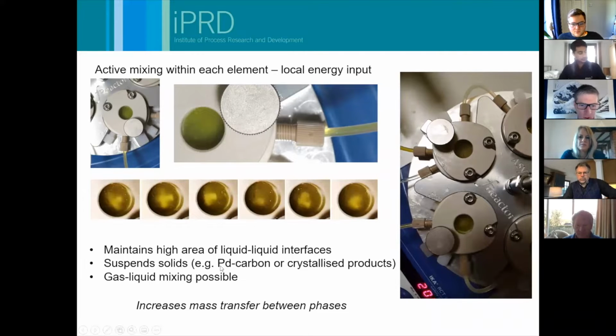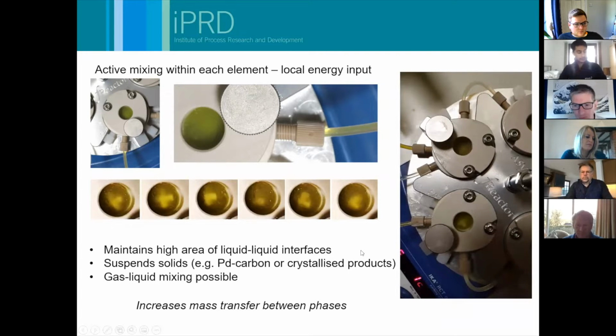We can suspend solids, so we can suspend catalysts, and we can actually crystallize within the reactors as well. Because we're continually moving material around, we find that the crystals tend to stay suspended in the solution. They do sometimes aggregate on the walls of the reactor, but generally not so badly. We've performed some really nice crystallizations within these. Ultimately, you might get a blockage, but you've seen how easy it is to shut the reactors down to clean things out. We've also done quite a lot of gas-liquid mixing within the systems, and I'll give you some examples in a moment.